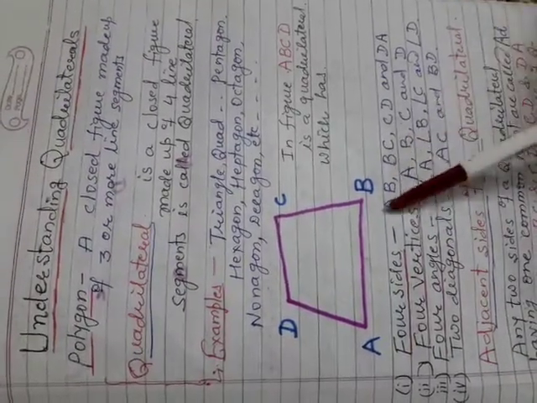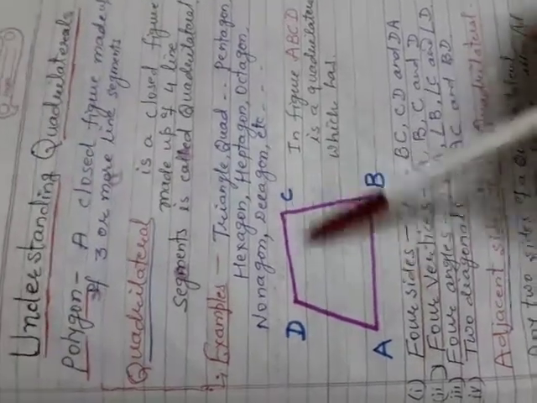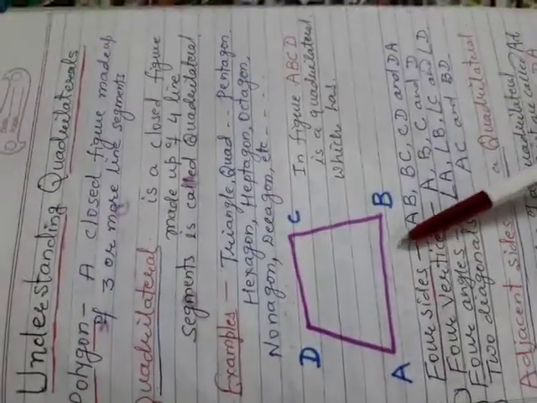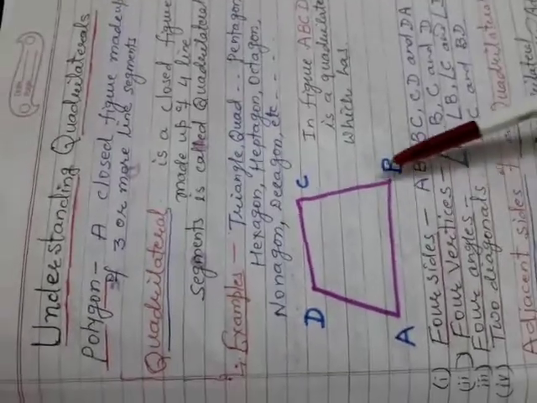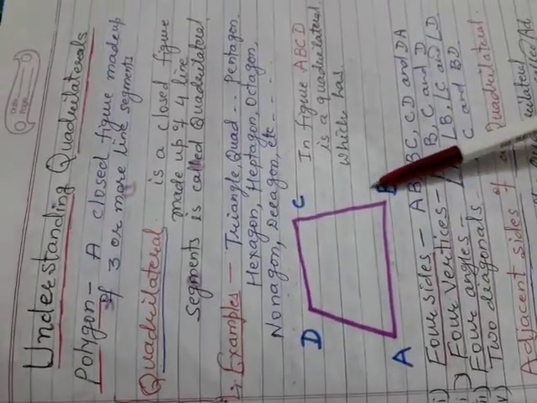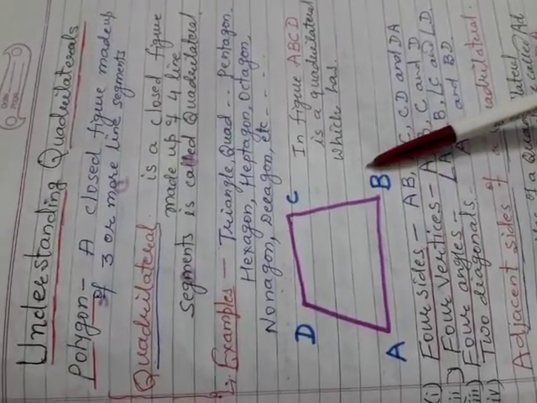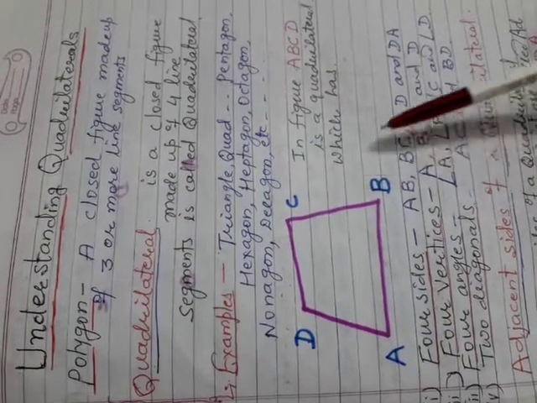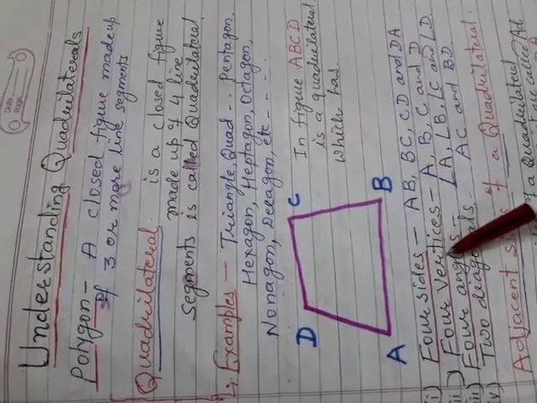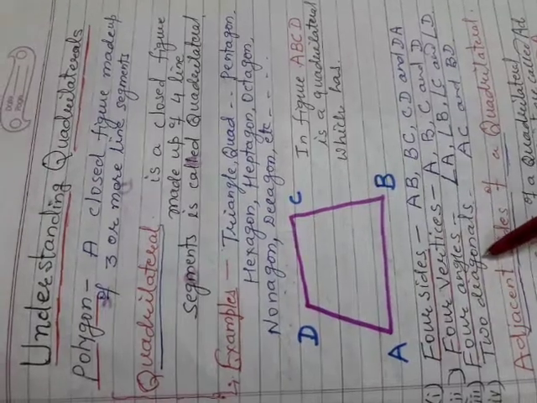This is the figure of a quadrilateral. ABCD is a quadrilateral which is made up of four line segments. Now this quadrilateral consists of so many elements: four sides, four vertices, four angles and two diagonals.